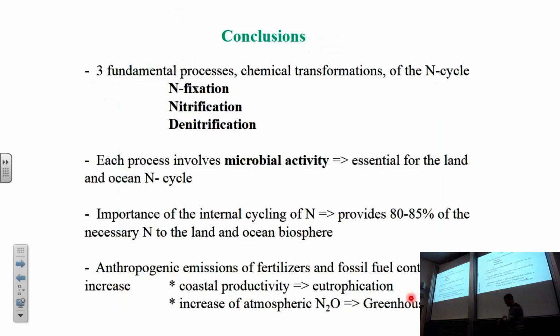Okay, so to conclude, I guess I've already said that those three processes are really important. And the main anthropogenic impacts have basically just been adding available nitrate, but adding it in a form which can be easily washed off the land and into the ocean. So it's impacting our coastal ecosystems quite a lot, and also increasing our greenhouse gas emissions.